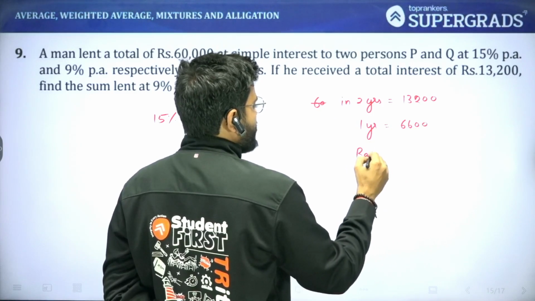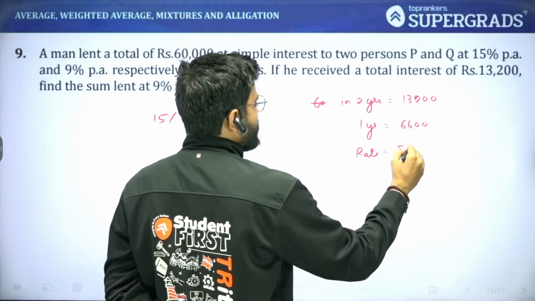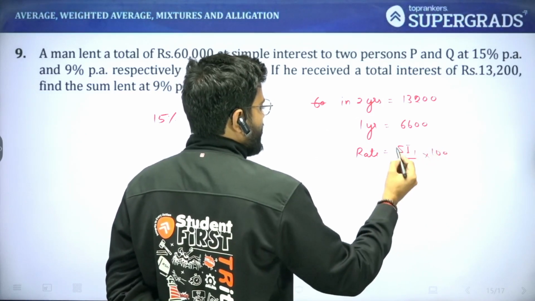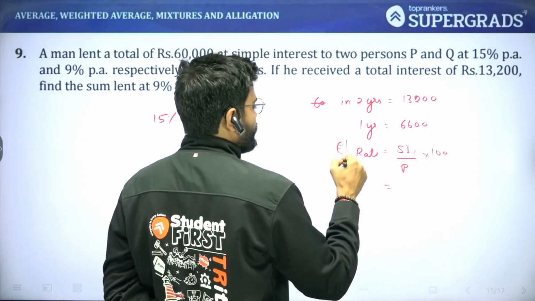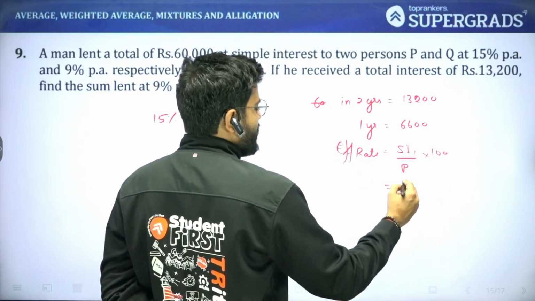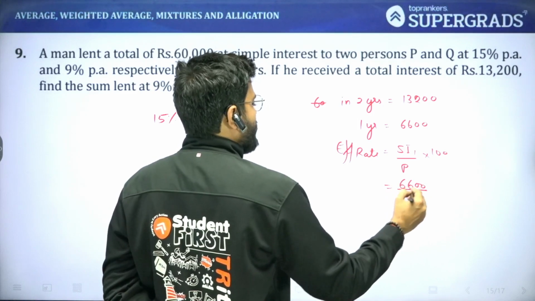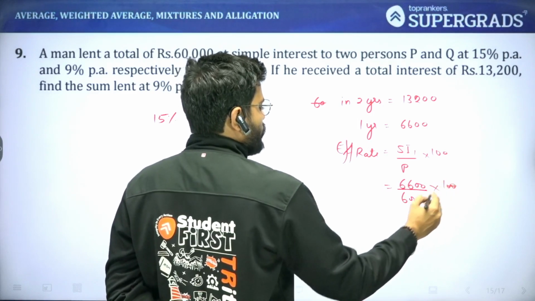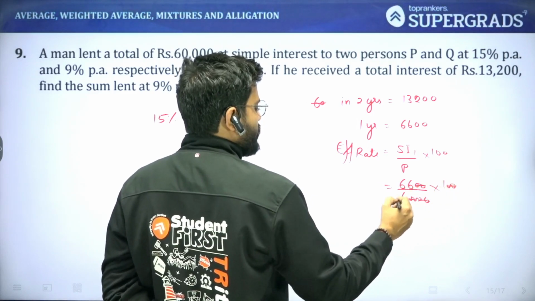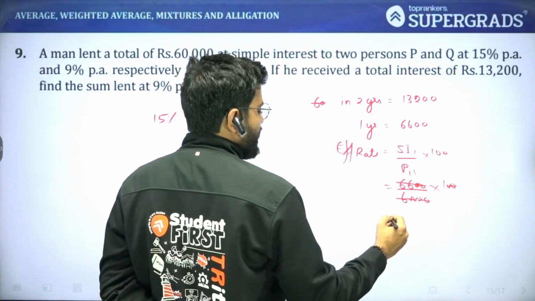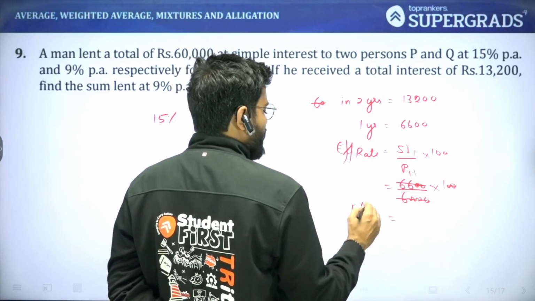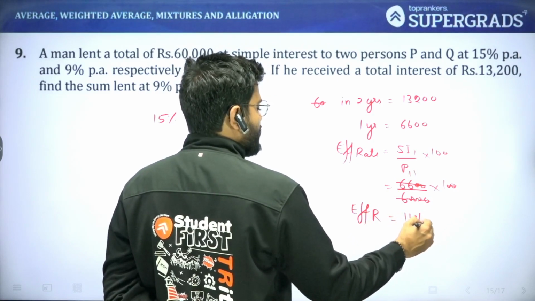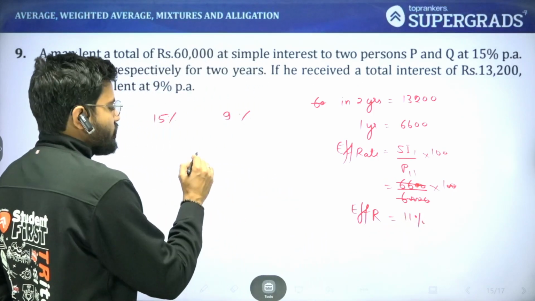So what is the rate? Rate is equal to simple interest for 1 year upon principal into 100. So what is the rate percent? Effective rate. The effective rate will be 660 upon 60,000 into 100. Two zeros cancel with two zeros, and 6 cancels, so what remains is 11. So the effective rate of interest he received is 11%.